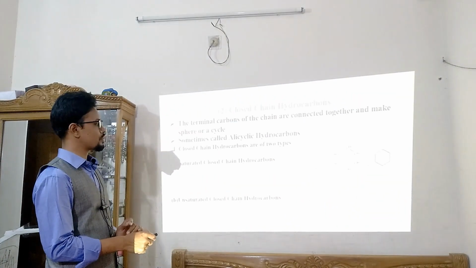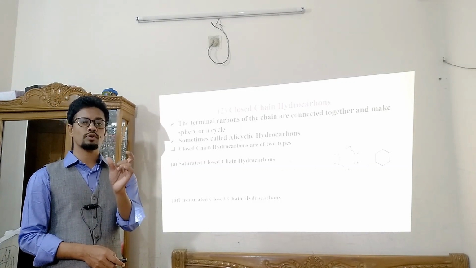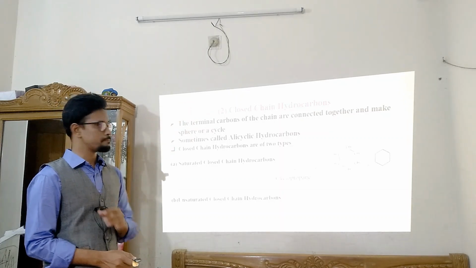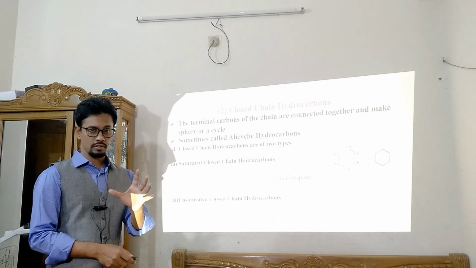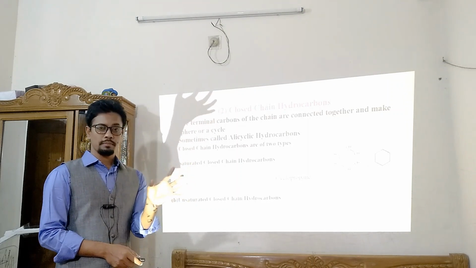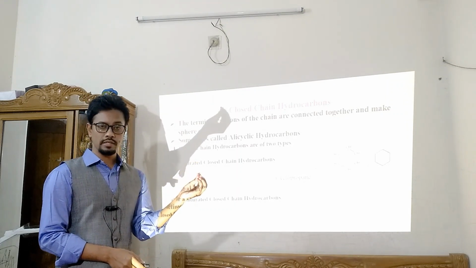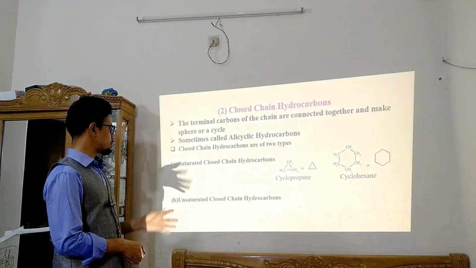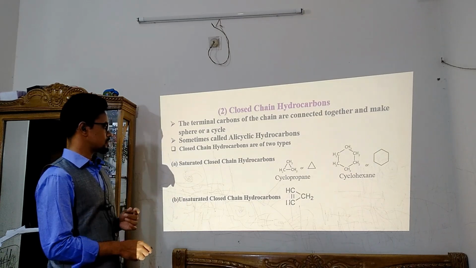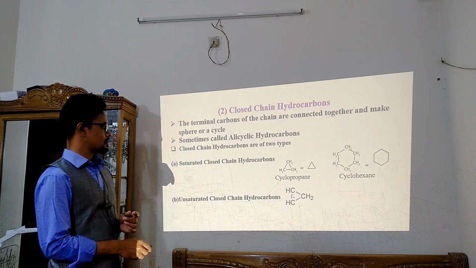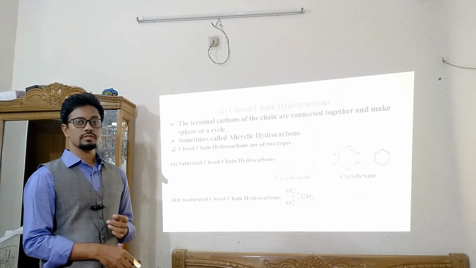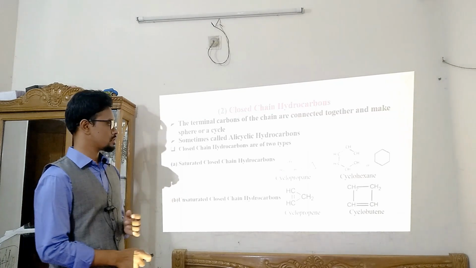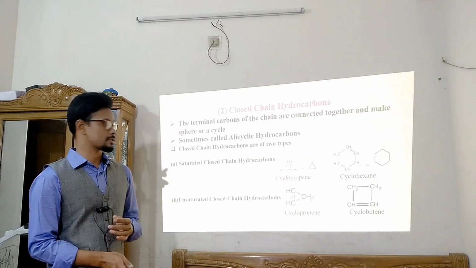Here the example is up to you. This hydrocarbon has 3 carbons, so we could say propane, but this is a cyclic propane, so it is called cyclopropane. Here there are 6 carbons, so we could say hexane, but due to its cyclic nature, it is called cyclohexane. Unsaturated closed chain hydrocarbons, for example, here is a double bond. This is called cyclopropene. This is cyclobutene, because there are 4 carbons.